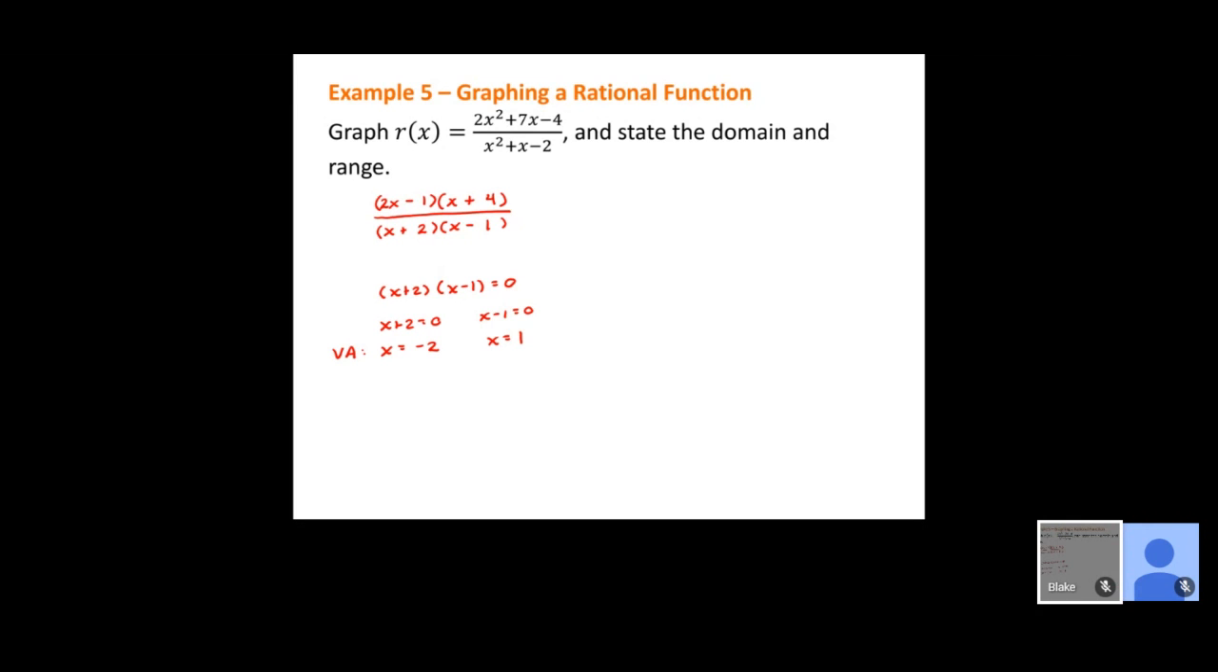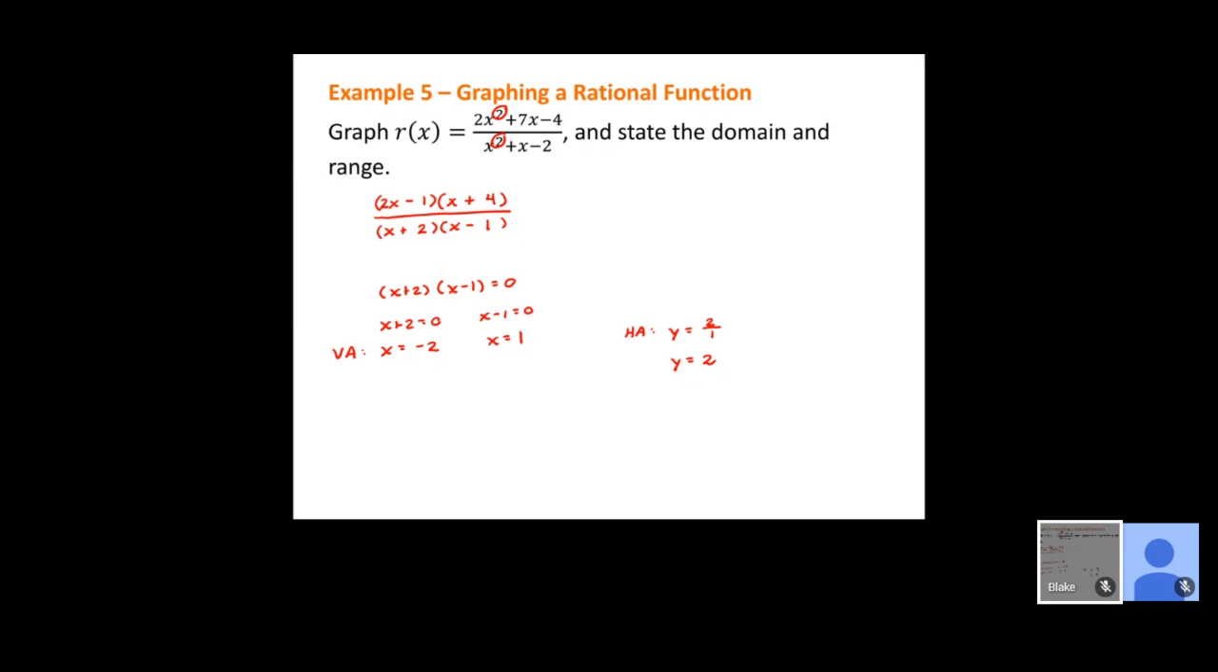Now, in terms of horizontal asymptotes, again, I'm going to look at my rules. I notice again that I have an x squared here, an x squared here. Therefore, I can use that same rule that we did on the last one. Divide the leading coefficients here. So that's going to be 2 over 1. So we're just going to get y equals 2 as our horizontal asymptote.